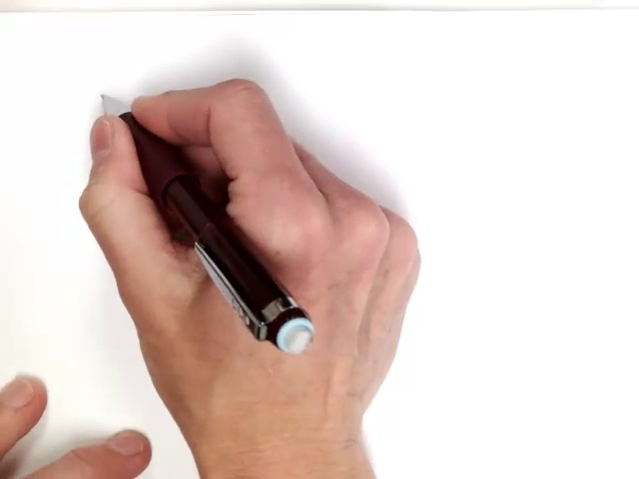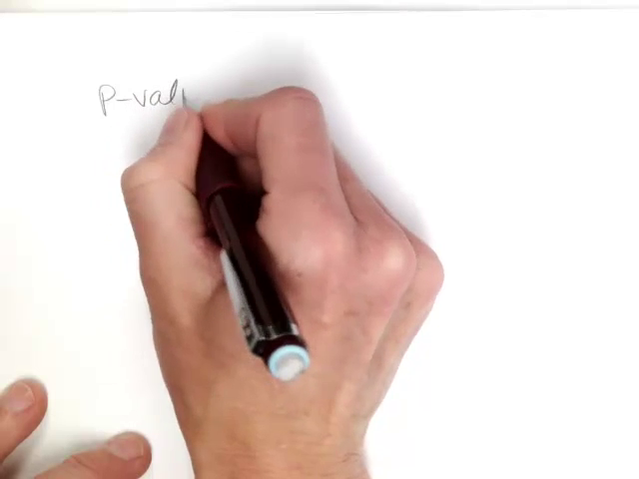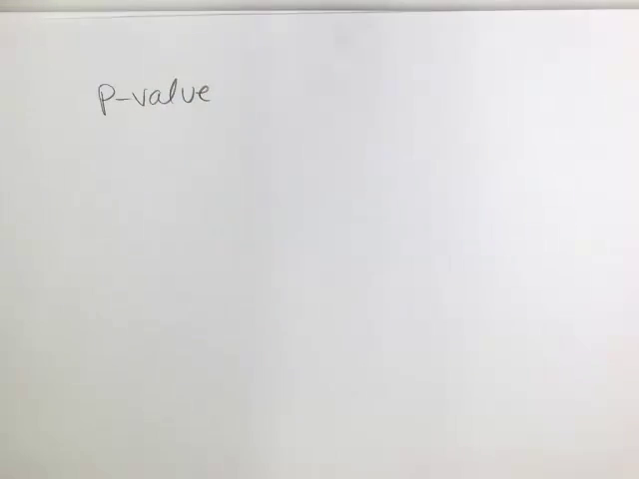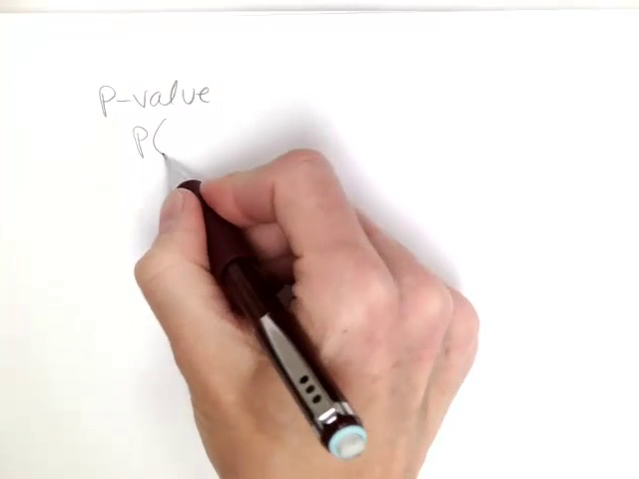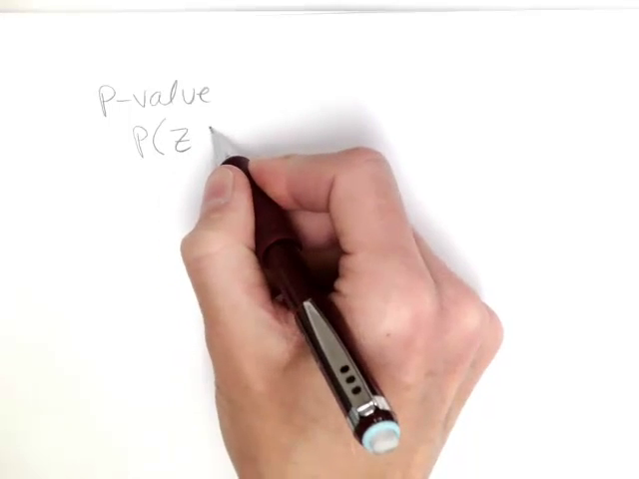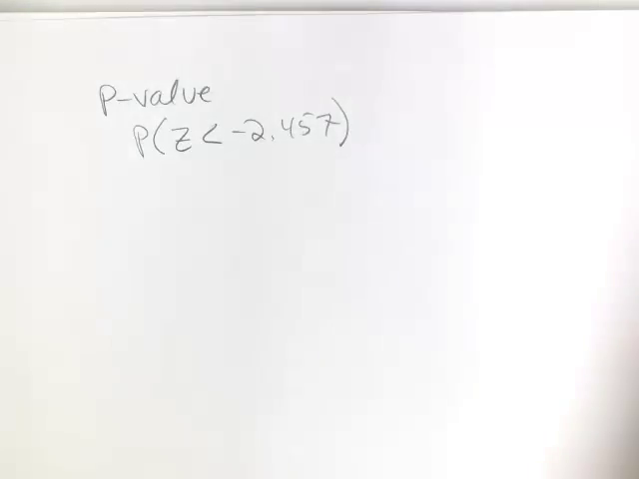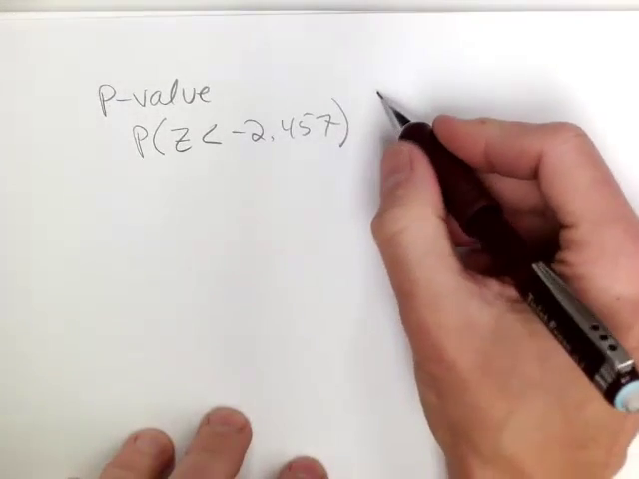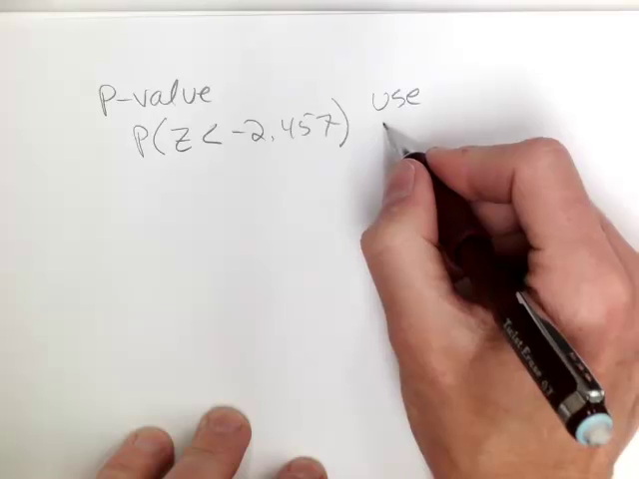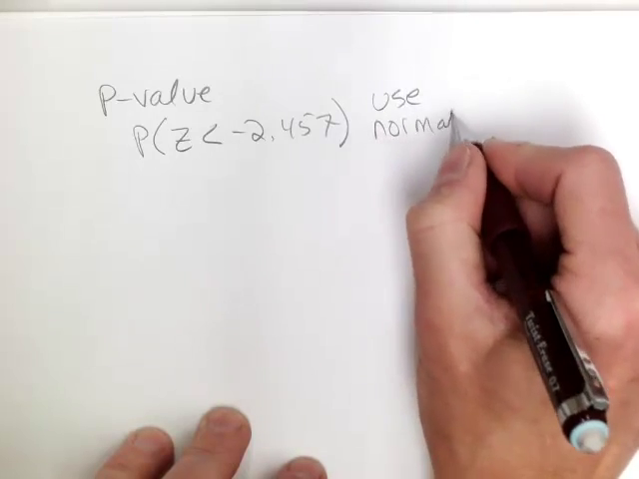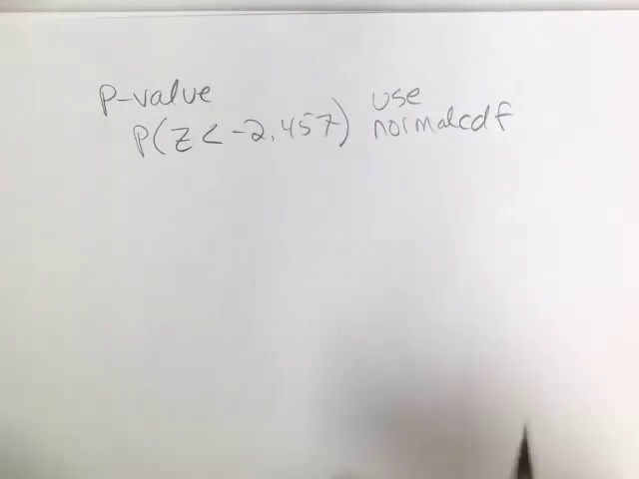The p-value is going to be the probability of getting a test statistic at least as extreme as the one obtained by the sample. This is a single-tailed test, so I don't have to double the p-value. So I want to find the probability of getting a z-score less than negative 2.457. I could use my normal CDF to get this in the calculator.